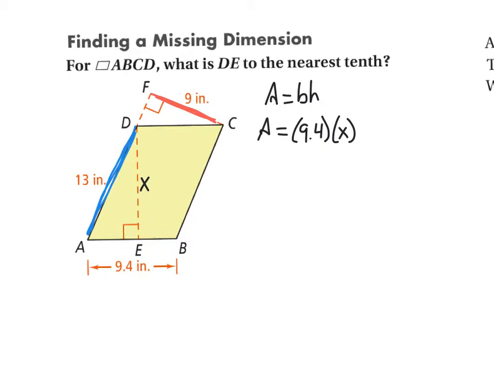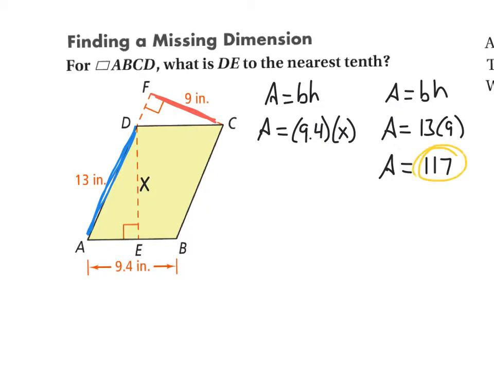And so we actually can find the area for this parallelogram by using 13 for the base and 9 for the height. 13 times 9 gives us 117. So that is our area. Again, that's not what they asked us for. So we've got to take that area and plug it in for the area in our other equation. We now know the area of that parallelogram. Therefore, we can now solve for X.